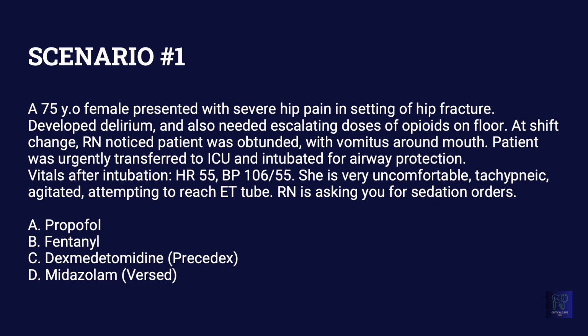Vitals after intubation are, as you can see on the screen, heart rate 55, blood pressure 106 by 55. Patient appears very uncomfortable, tachypneic, agitated, and even trying to reach the endotracheal tube. Nurse is asking you to place sedation orders. What agent would you pick?